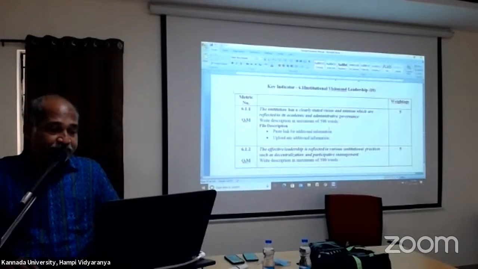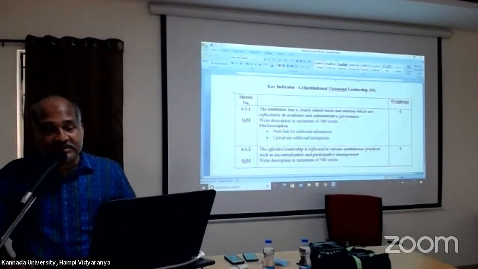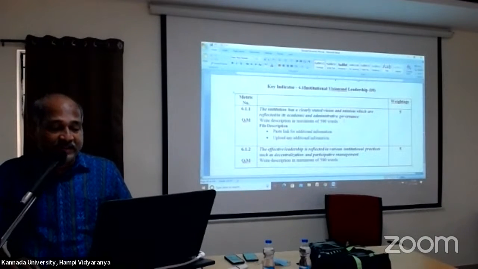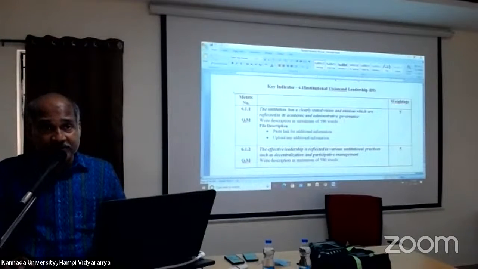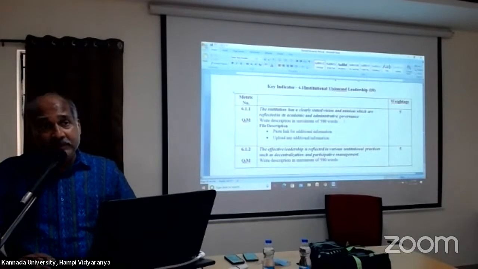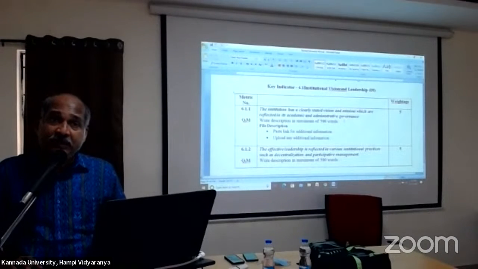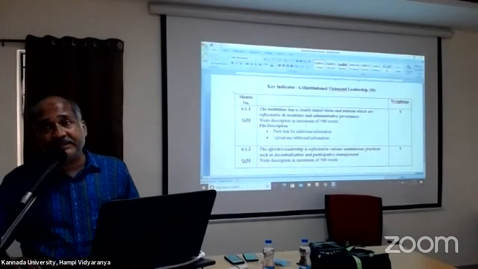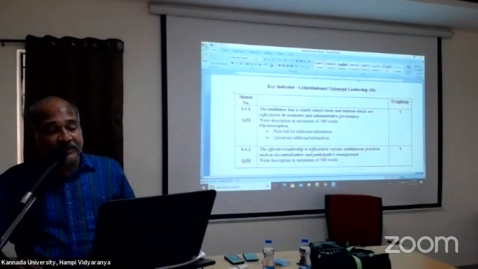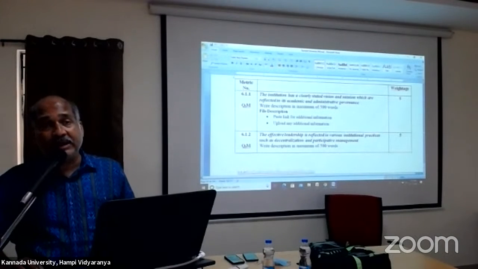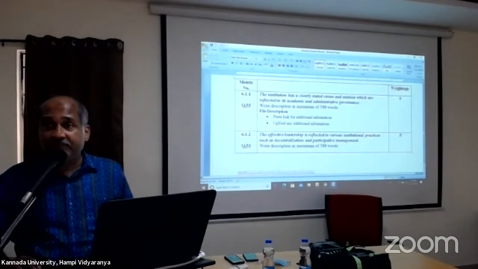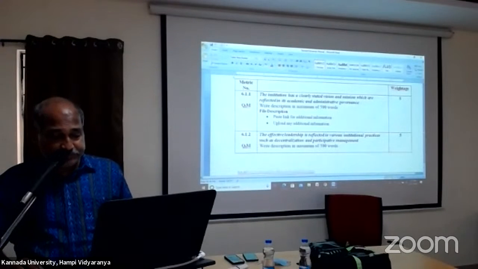Look at this qualitative metric. The institution has a clearly stated vision and mission which are reflected in academic and administrative governance. Whenever we have committees, different committees should be established to look at the financial needs and the administrative needs of the university or the institute. In that case, we should look at the vision and mission. Since it is a qualitative metric, you need to write within 500 words and put it in our portal. When the peer team members visit the institute, they will look at this qualitative metric.